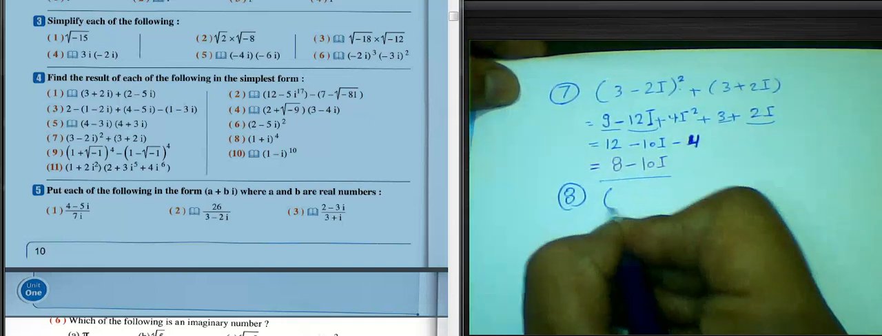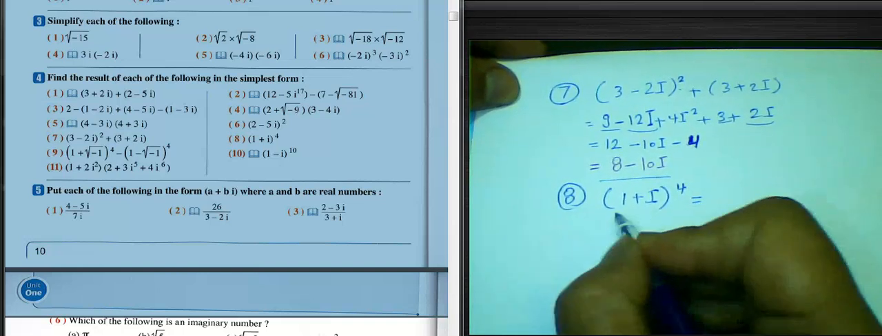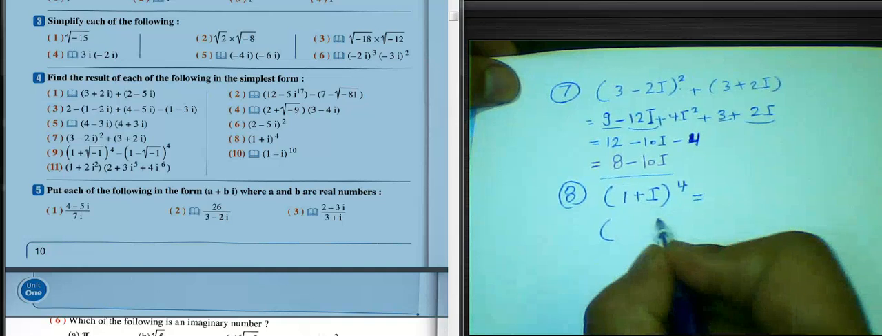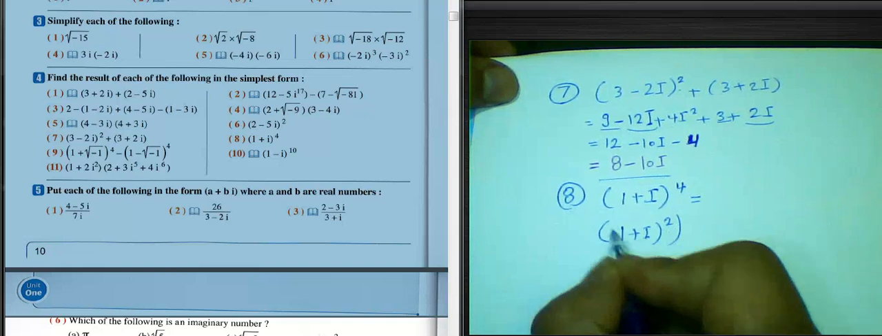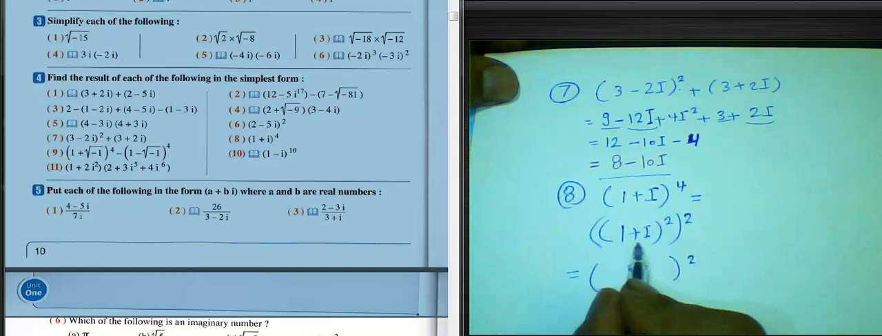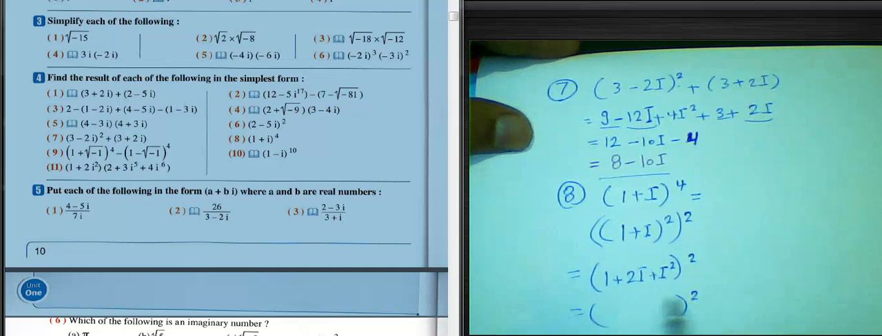Question 8. 1 plus i, all in parentheses to power 4. Who can solve it? First we must write 1 plus i in parentheses power 2, all in power 2, and then we find 1 plus i to power 2. 1 power 2 equals 1, plus 2i plus i power 2. So we will complete it. 1 plus 2i power 2 equals negative 1. Negative 1 plus 1 equals 0.